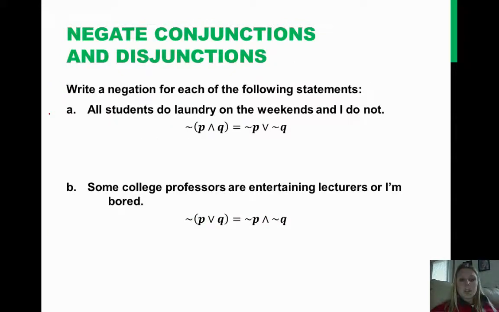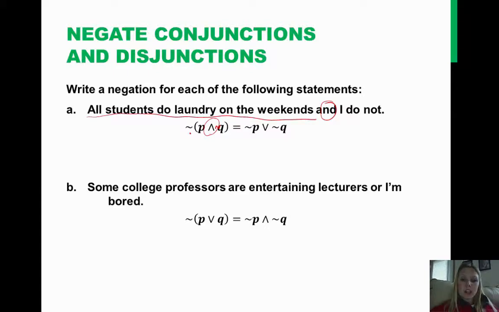Next, I want to talk about negating conjunctions and disjunctions. We're going to write a negation for each of the following statements. All students do laundry on the weekends, and I do not. So if we consider all students that do laundry on the weekends is the P statement, we have an and, which is this. I do not would be Q. One thing I just noticed is that there's a typo on the screen. Notice it says I do not. This should be a not Q right here.